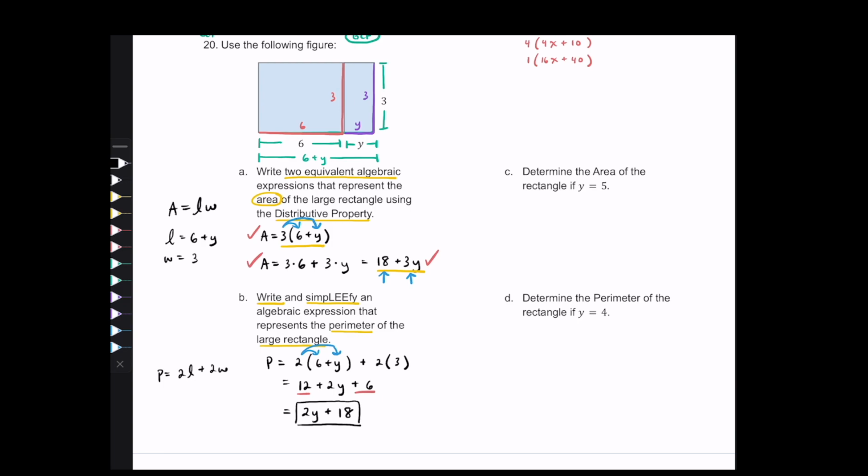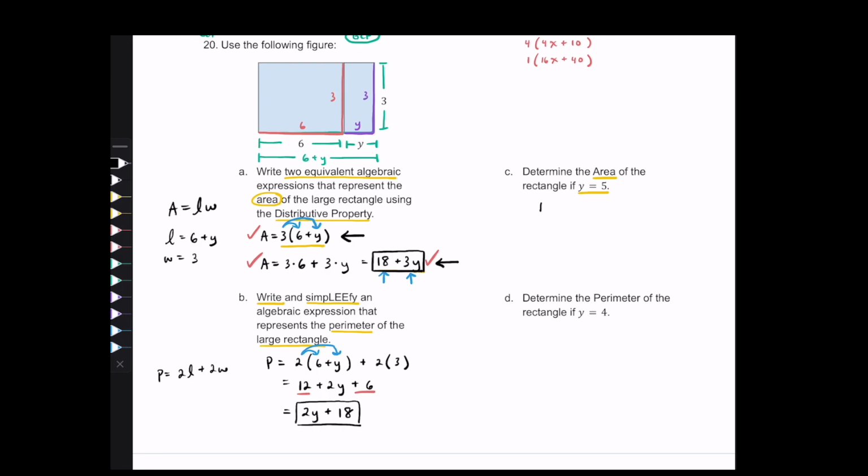Okay, moving on here. For part C, it says we have to go ahead and find the area. So let's find the area if we know that y is equal to 5. So what's the area? Well, you can actually pick and choose which one you want to use here. We can either use this expression from part A, because that tells you the area, or you can use this one over here. They both tell you the area. So I'm going to go ahead and choose this one. I think without the parentheses, it's a little bit easier.